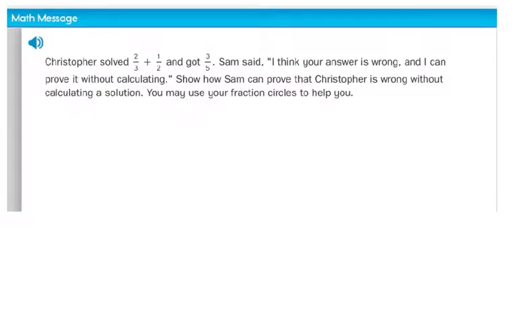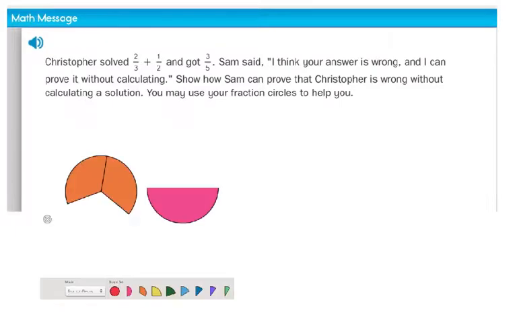Again, we'll just stick with our whiteboards. This is not in your math journal yet. The message says, Christopher solved 2/3 plus 1/2 and got 3/5. Sam said, I think your answer is wrong and I can prove it without calculating. Show how Sam can prove that Christopher is wrong without calculating a solution or figuring out an answer. You may use your fraction circles to help you. I use my fraction circles on my Connect Ed e-toolkit.